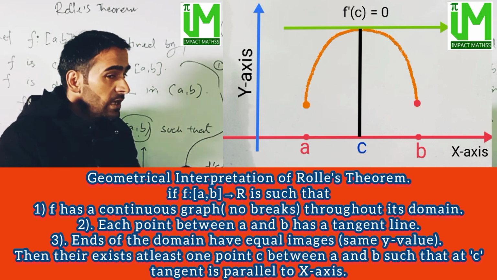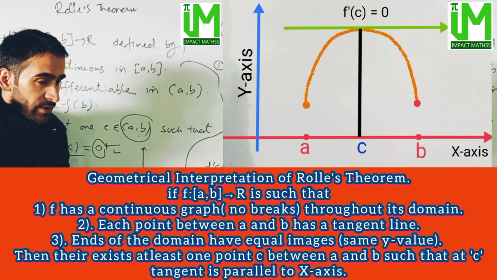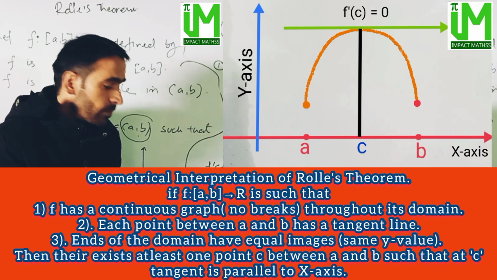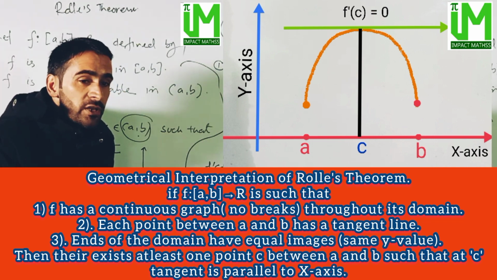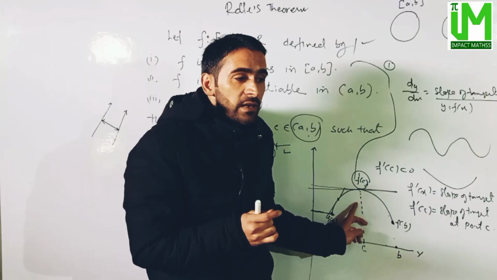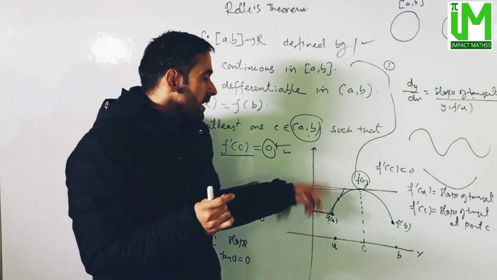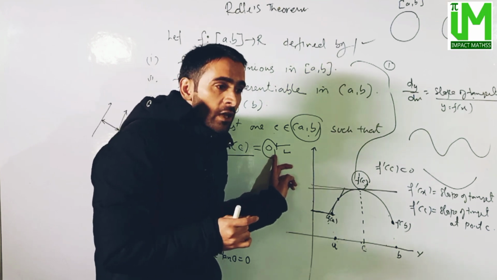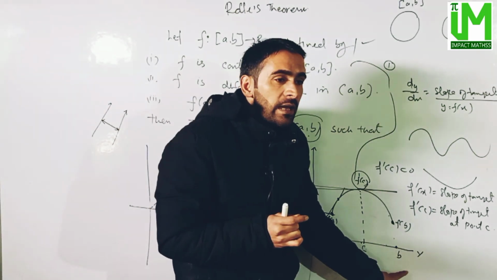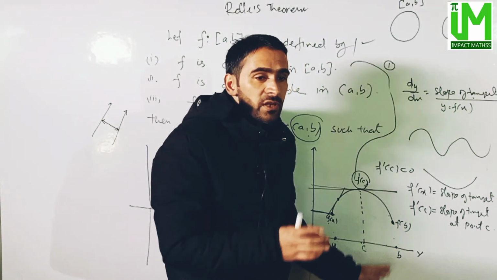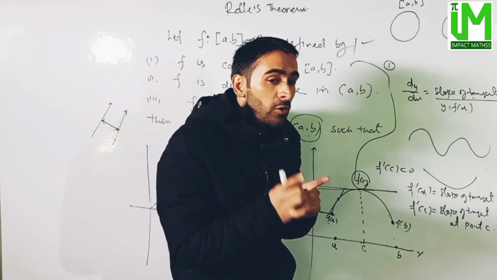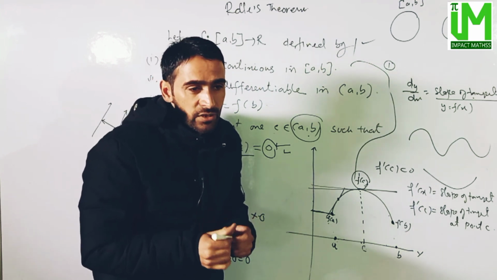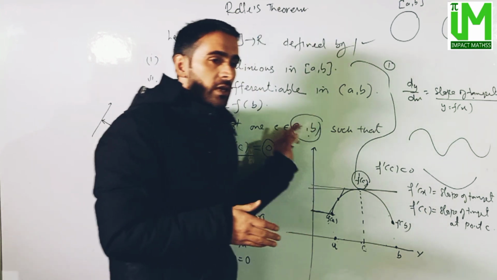Then the conclusion comes: at least one point c exists in the open interval a b such that at that point we can draw a tangent, and the slope of that tangent is 0. But the slope of the x axis is also 0, so the tangent is parallel to the x axis. The conclusion is that there exists a point c such that at that point the tangent is parallel to the x axis.